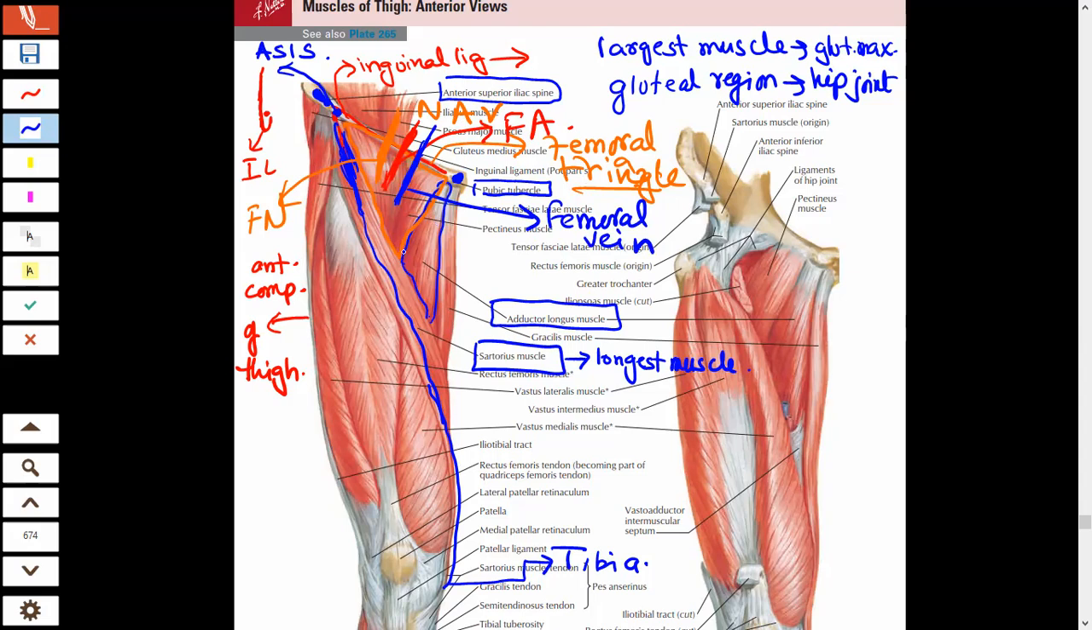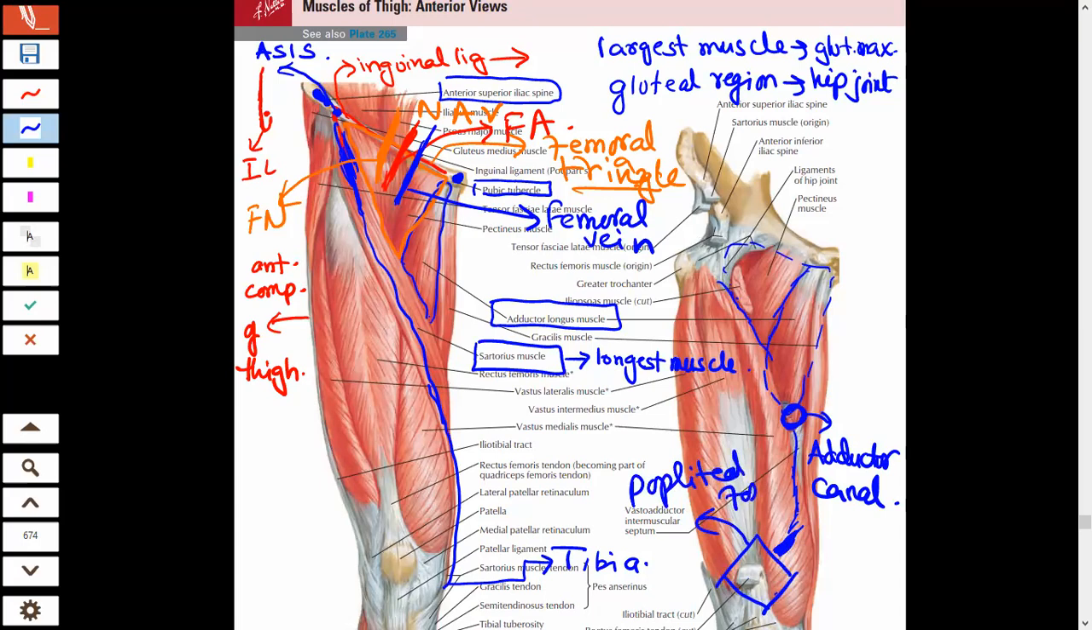So this femoral triangle is very important because under this, see here, this is your femoral triangle like this. This is your adductor longus muscle, and now it is opening here into this canal. This canal is known as adductor canal. This femoral triangle opens into the adductor canal, and this adductor canal is going downward and is also joining with your popliteal fossa.